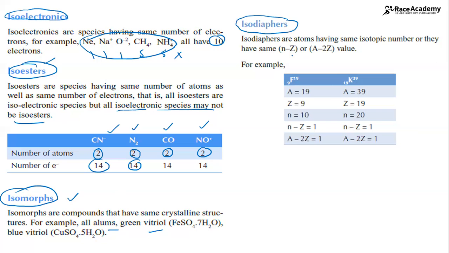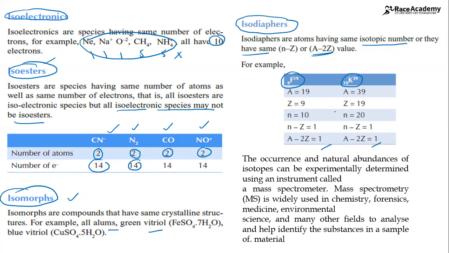Let us move to the isodiaphers. It is N minus Z, or A minus 2Z, is the formula. This is the isotopic number. Isodiaphers are the atoms having the same isotopic number, or the same A minus 2Z number. Calculating the A minus 2Z value for 9F19 and 19K39, if you see, both give one only as the value. So they come under isodiaphers.